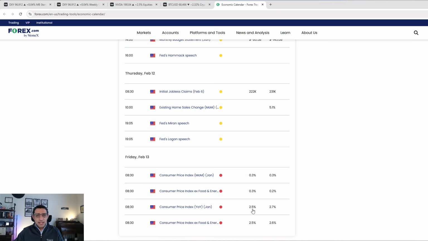Remember, we discussed last week that for all intents and purposes, Jerome Powell is now a lame duck. Kevin Warsh is going to be taking over. No expectations from the market for any cuts until June. And obviously, Powell's term ends in May. So the data will be critical as we get into the latter part of this week.